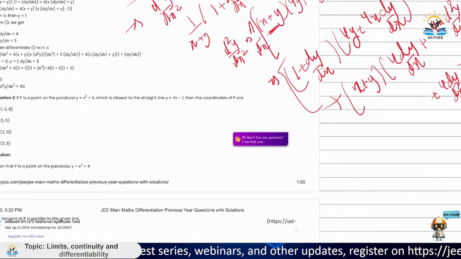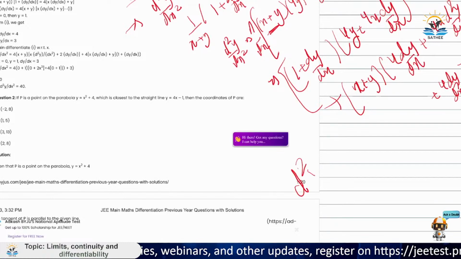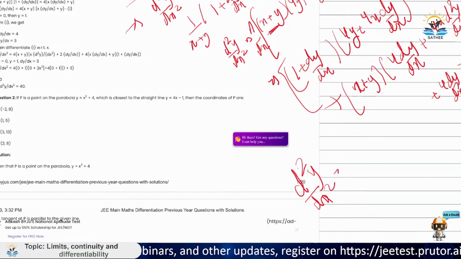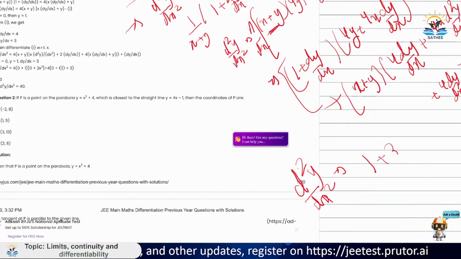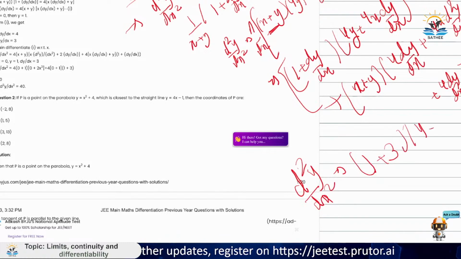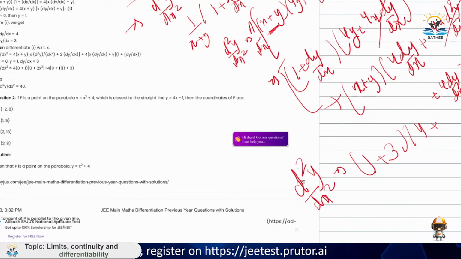So this is the whole equation, and now let's start putting values. We have to find d²y/dx². So 1 plus 3 into 4. This is going to 0. This is going to 0.